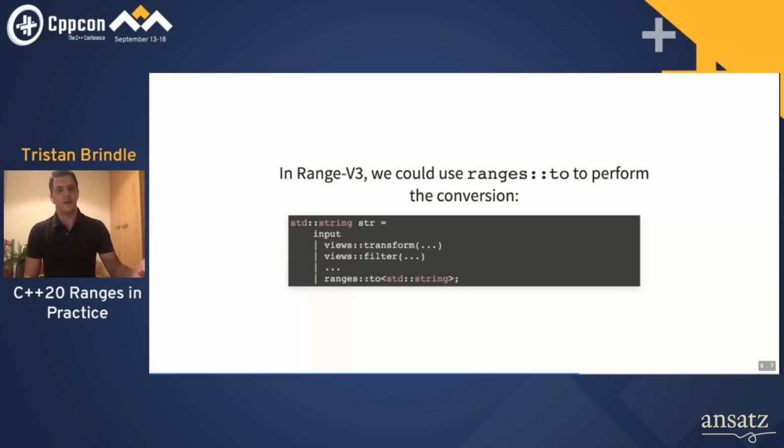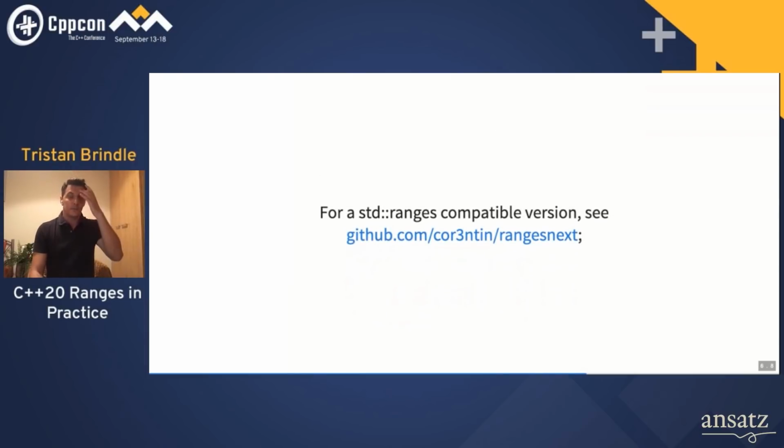So, can we use ranges::to? Well, as I say, it's not in 20, but fortunately, Corentin Jabot, I hope I pronounced that right, who is the author of ranges::to and various copious other standard library papers, has written a library he calls Ranges Next, which has an implementation of ranges::to that is compatible with C++20 ranges.